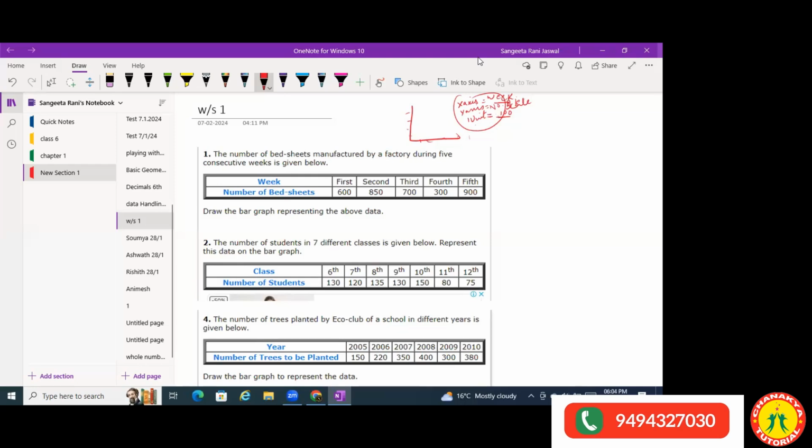Look here, children. Now see, suppose this is the graph. You have to make like this. This is x-axis, this is y-axis. Okay, this was the first week. So I'm writing here first, then leaving 1 here, then second week, then leaving here, then third week, and so on. And here number of bed sheets I am taking. Here on this x-axis I have taken weeks.